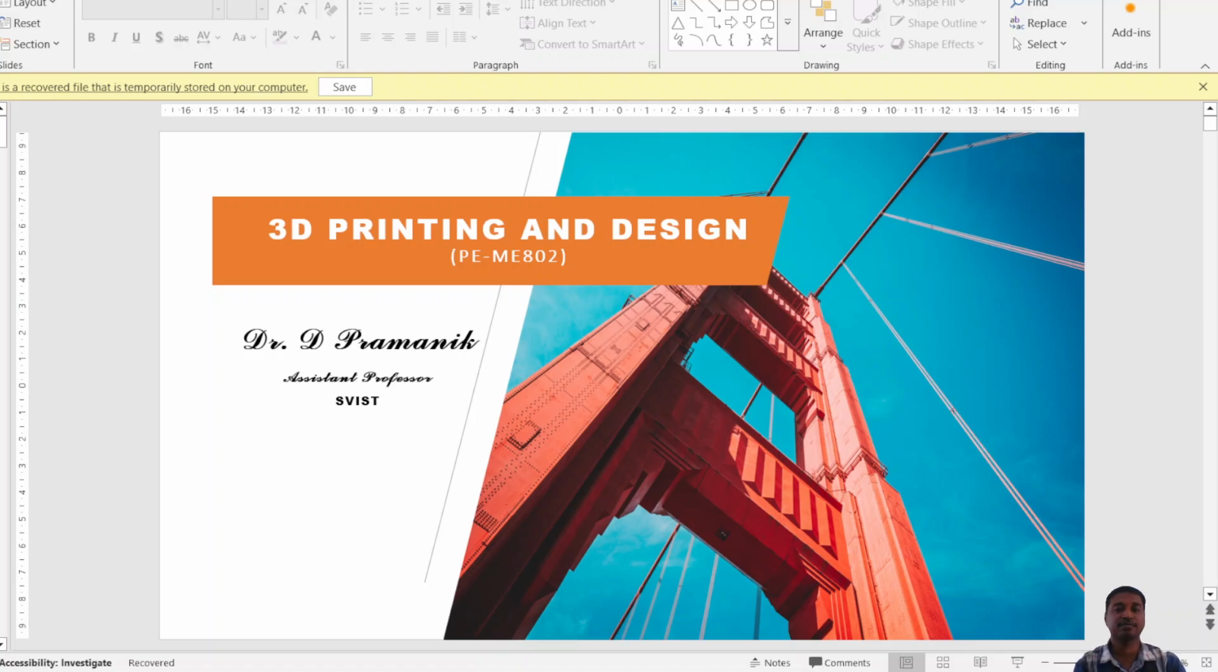Hello friends. For any 3D printing process, the journey begins with the digital design. The digital design needs to be saved in a specific data format that the 3D printer can understand. Different formats are used based on the printer type, the precision needed, and the complexity of the model.